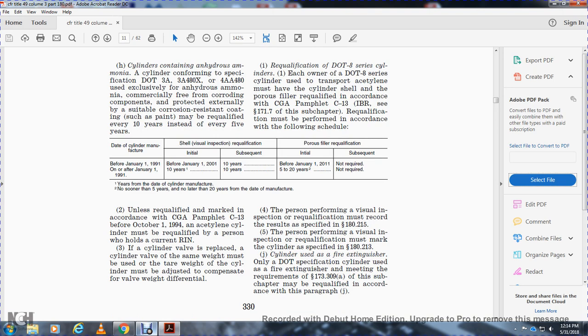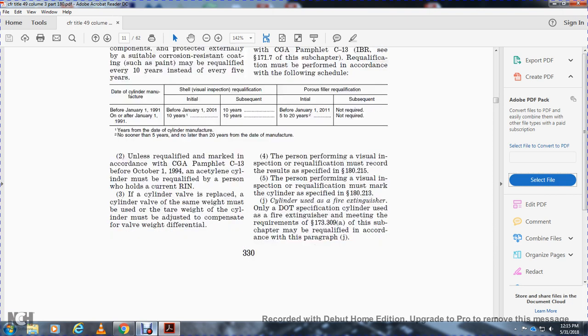The cylinder valve may be replaced with a cylinder valve of the same weight, or the tare weight of the cylinder must be adjusted to compensate for the valve weight differential. The person performing the visual inspection requalification must record the result as specified in 182.15, and must mark the cylinder as specified in 182.13. Cylinders used as fire extinguishers on DOT specification cylinders meeting the requirements of 173.309(a) of this subchapter will be requalified in accordance with subpart C, paragraph J.